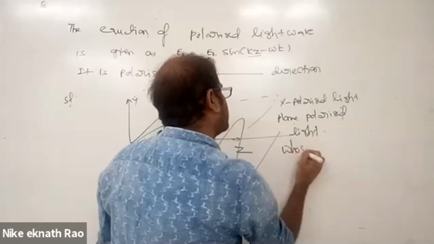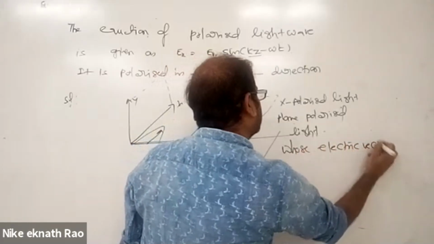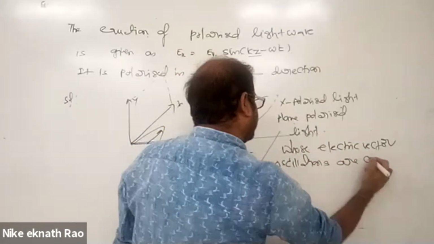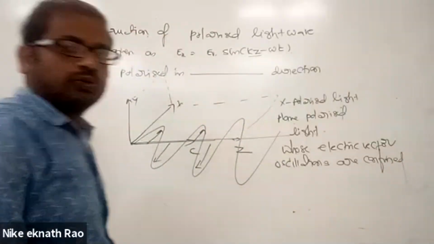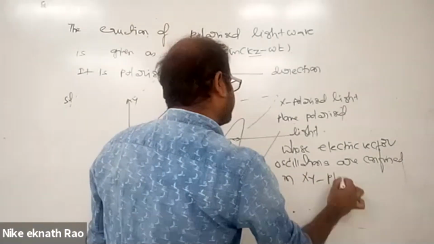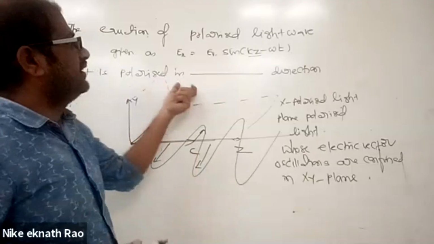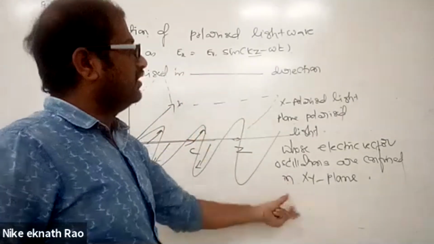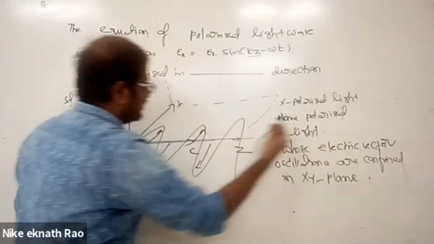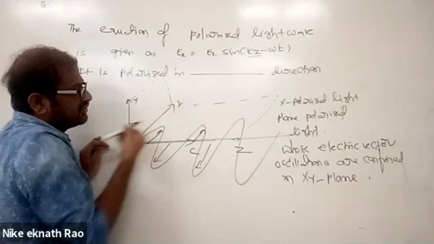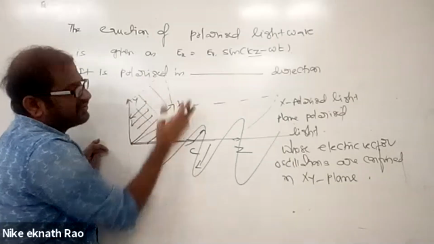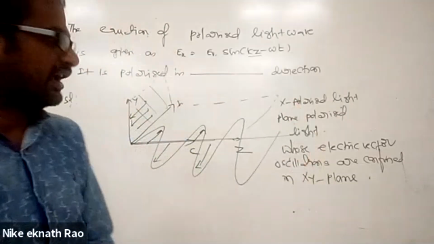Plane polarized light, whose electric vector oscillations are confined in which plane? In the xy plane. So you can call this polarized in x direction, or plane polarized. X polarized light, why? Because the electric field vector is oscillating in x direction, and the direction of propagation is z direction. So perpendicular to z is the xy plane. This is parallel to the x axis, lying in this plane. Electric field vector oscillations are lying in this plane, and lying in the xy plane is also called plane polarized.